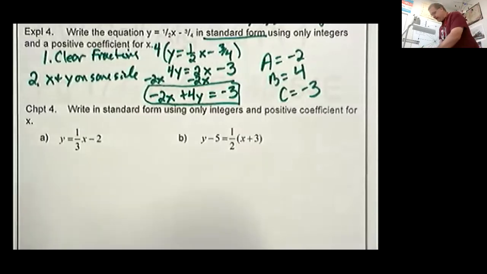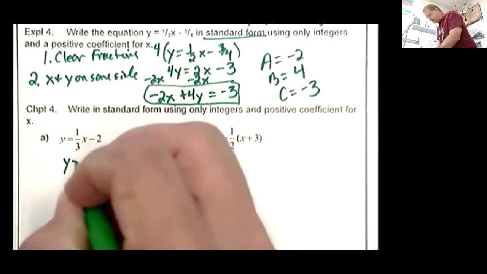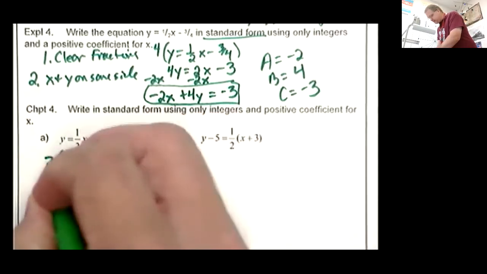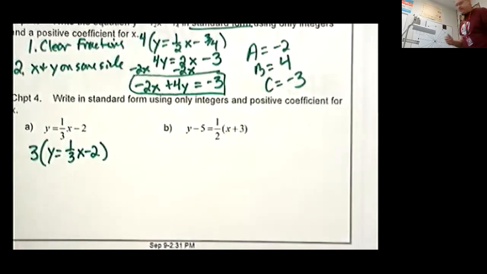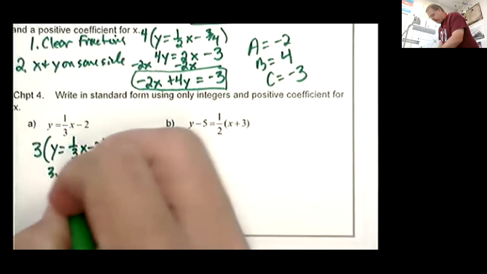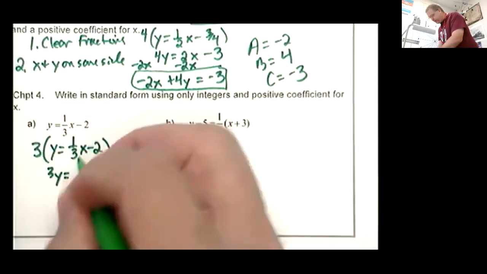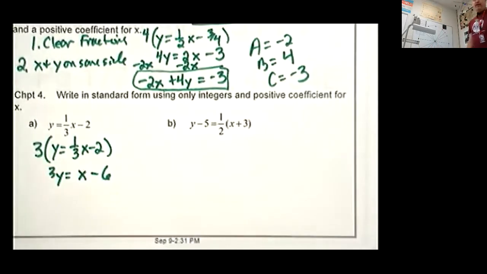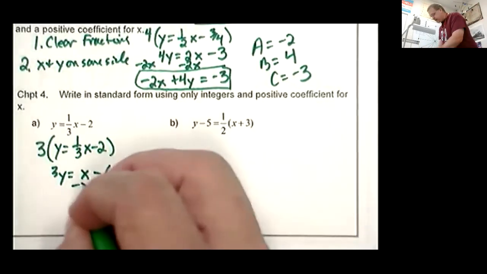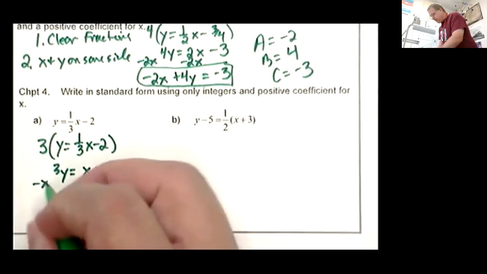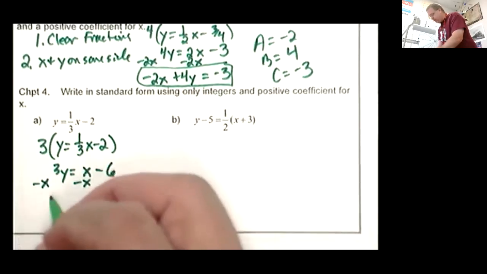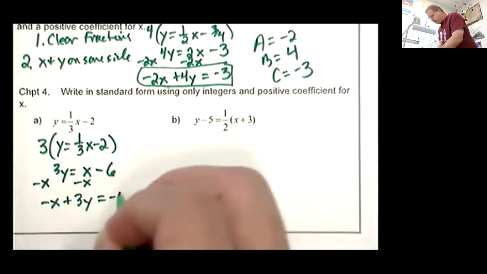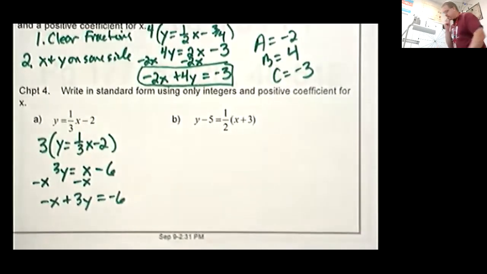And here we go. Letter A, the first thing we want to do is clear the fraction. So if we have y equals 1/3 x minus 2, we're going to clear it by multiplying by 3. That gives us 3y equals 1/3 of 3 is 1. That cancels. Minus 6. We want the x and the y to be on the same side, so we're going to subtract an x both sides. We always do want this to go in order. So this is negative x plus 3y equals negative 6.